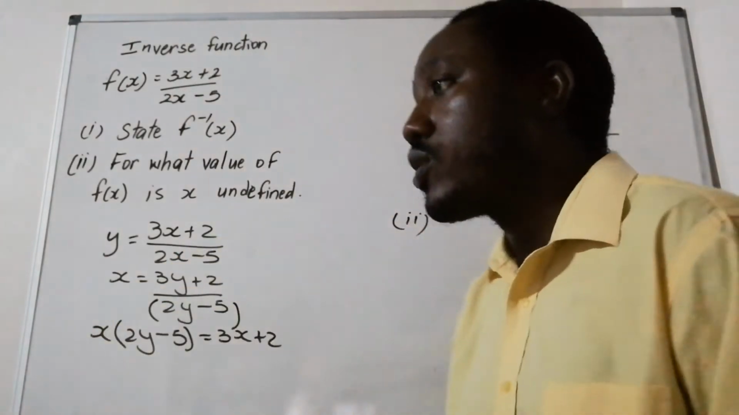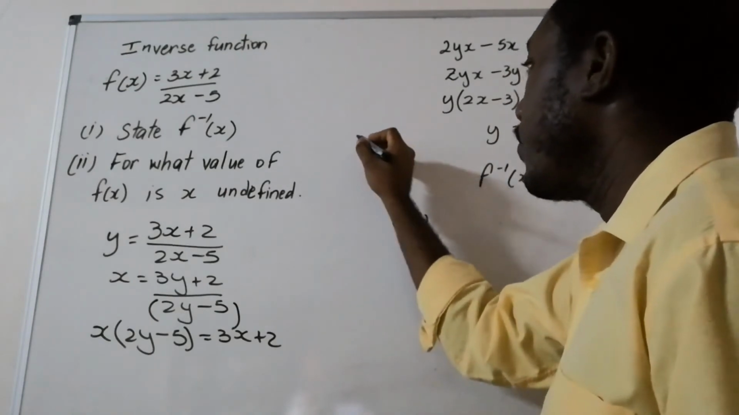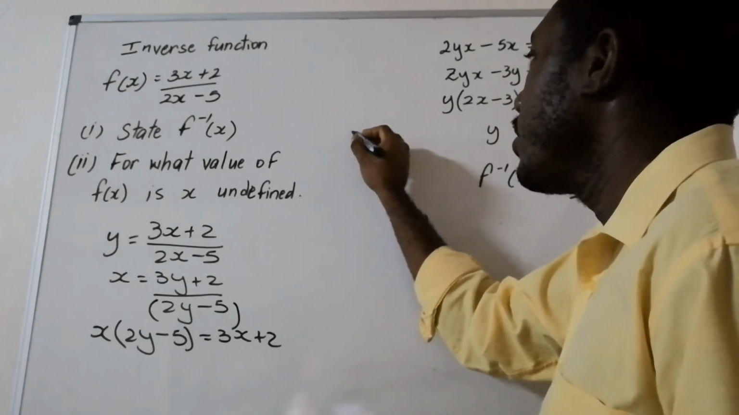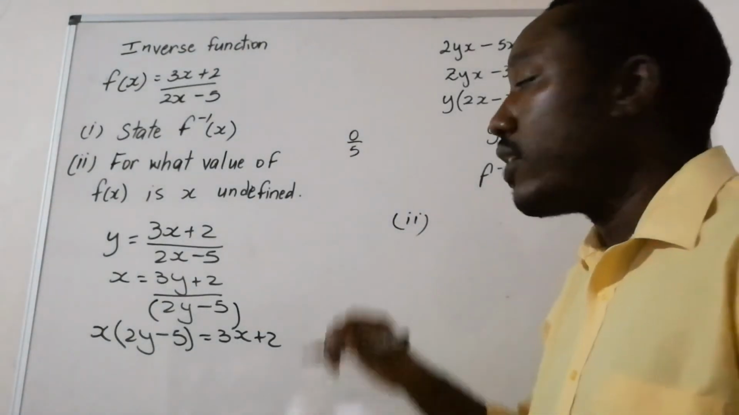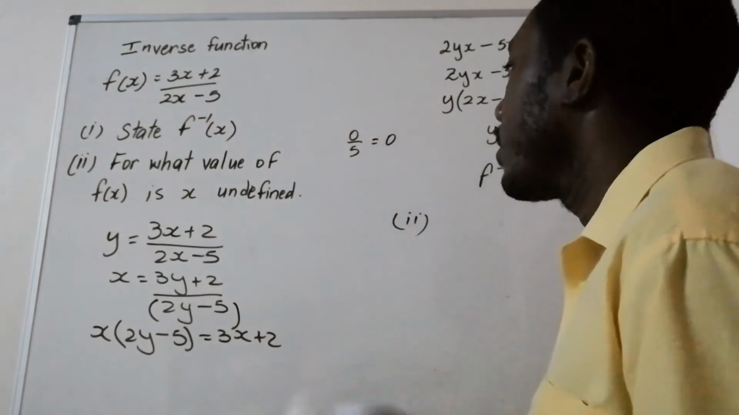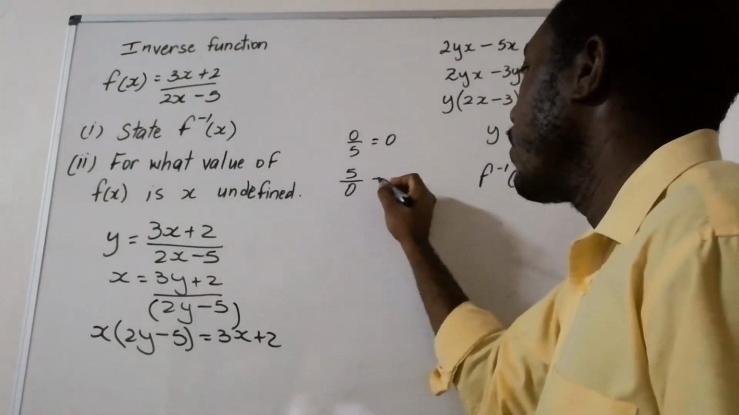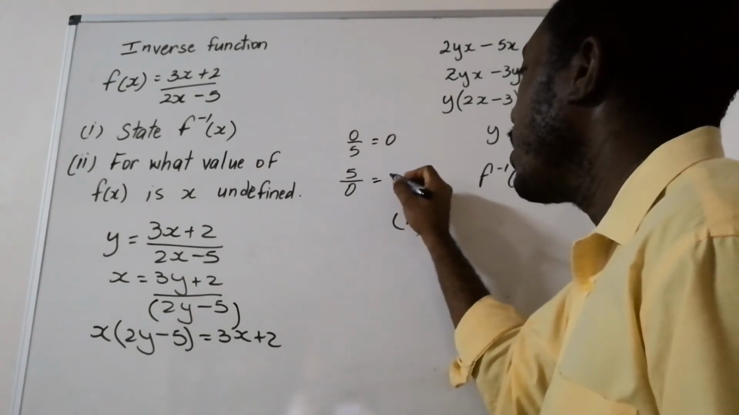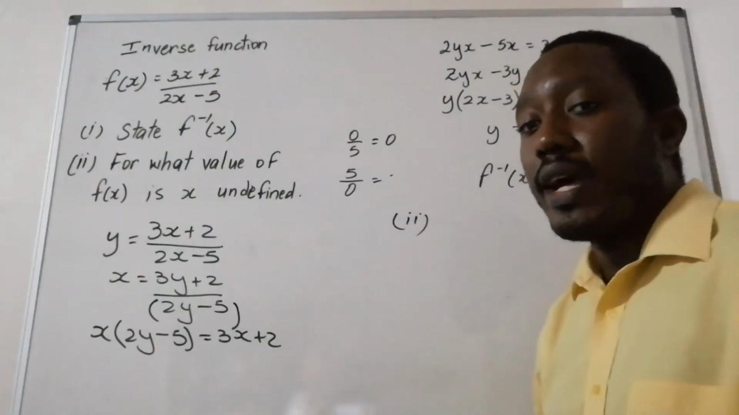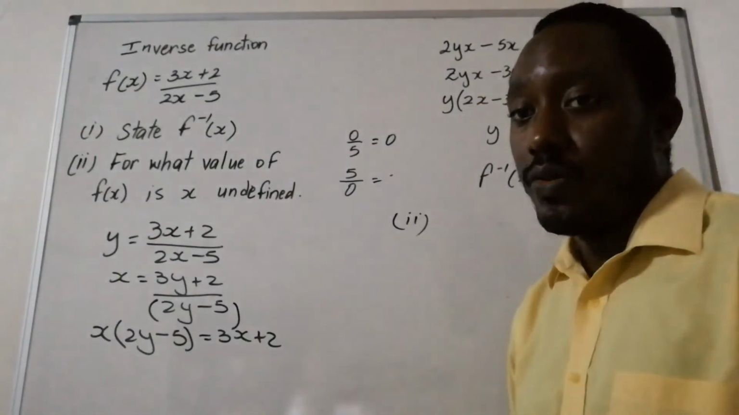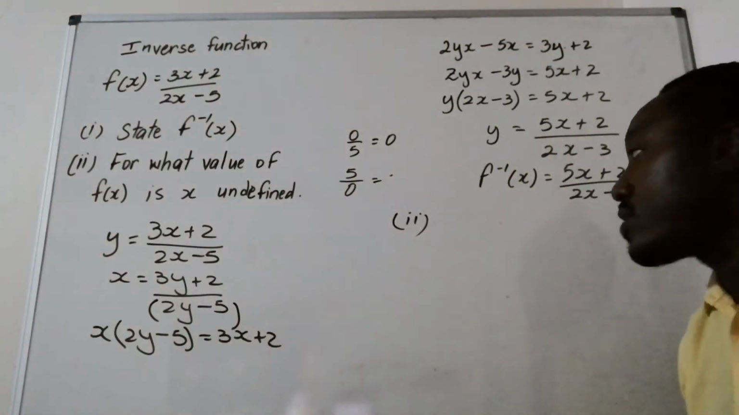Alright, now here is where we need to be careful. Let me just give an example. If in your calculator you put 0 divided by 5, it will give you 0. But if you put 5 divided by 0, at this point on your calculator you should see error or undefined. We cannot divide a number by 0. So when the denominator is equal to 0, our function is undefined.